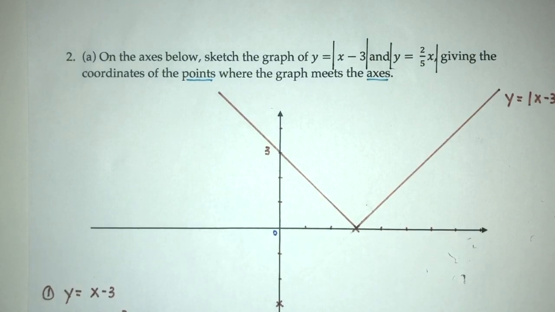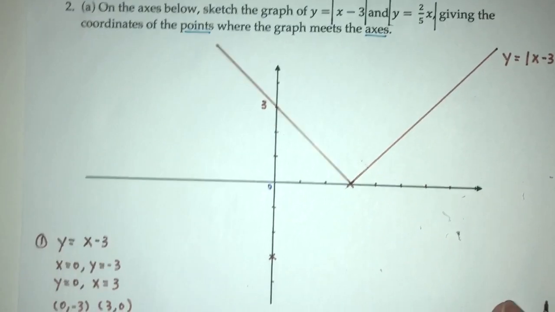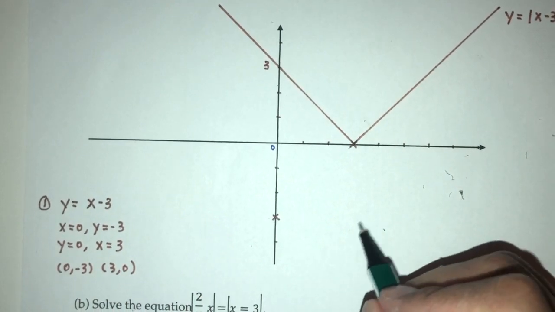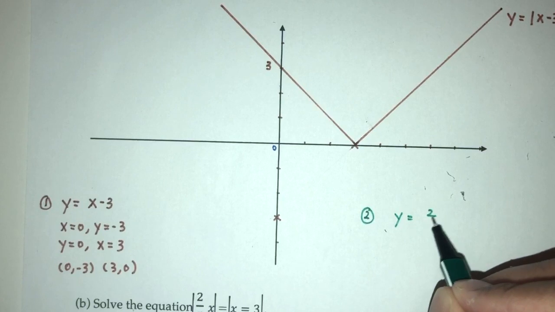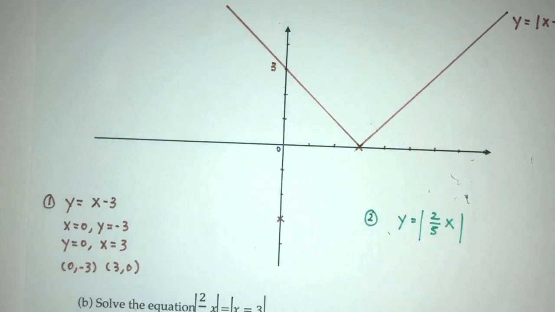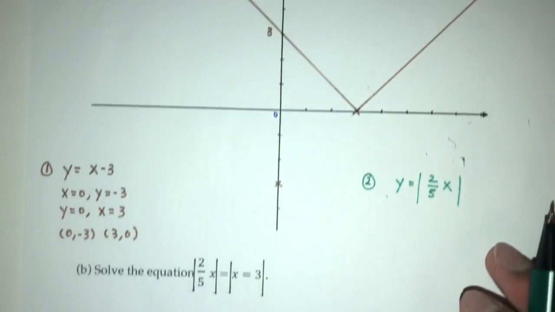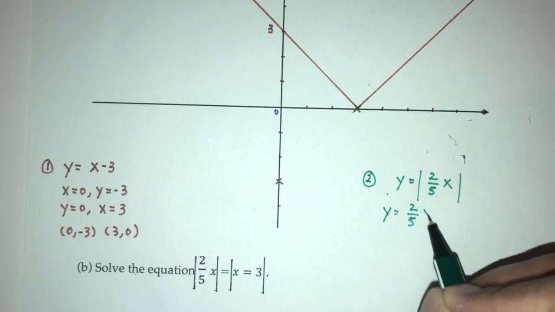Okay, so now the same concept applies, the same kind of thinking for this one. Now I have to draw number 2, which is y equals modulus of 2 over 5 x. Right, this is the initial graph. I will begin by first ignoring the modulus.